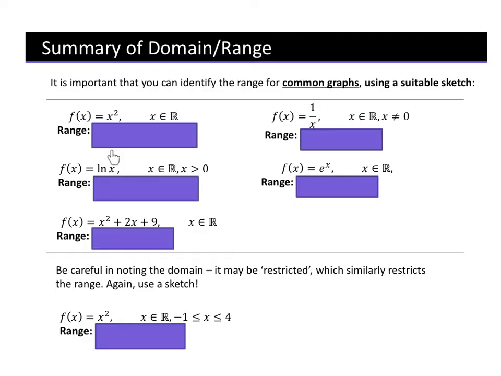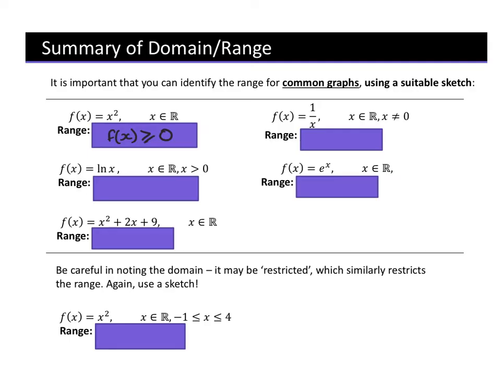if I square a number, can I ever get a negative? No, so my range of values is always going to be f of x is always going to be greater than or equal to 0. Because if I put 0 in there, 0 squared is 0. If I put minus 1 in there, minus 1 squared is 1. And if I put 1 in there, 1 squared is 1.